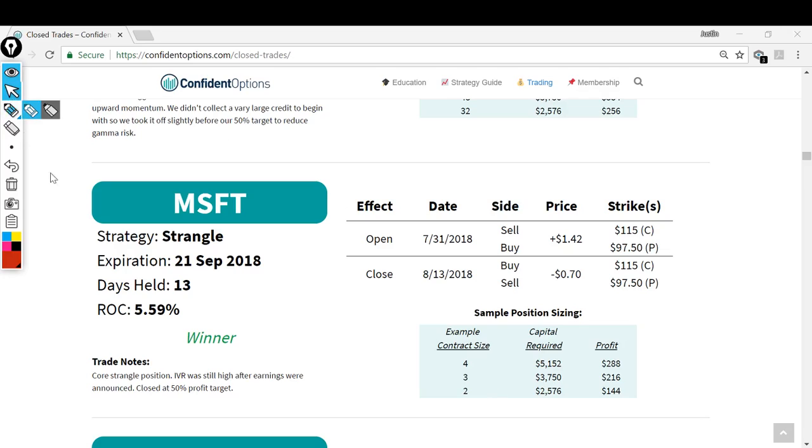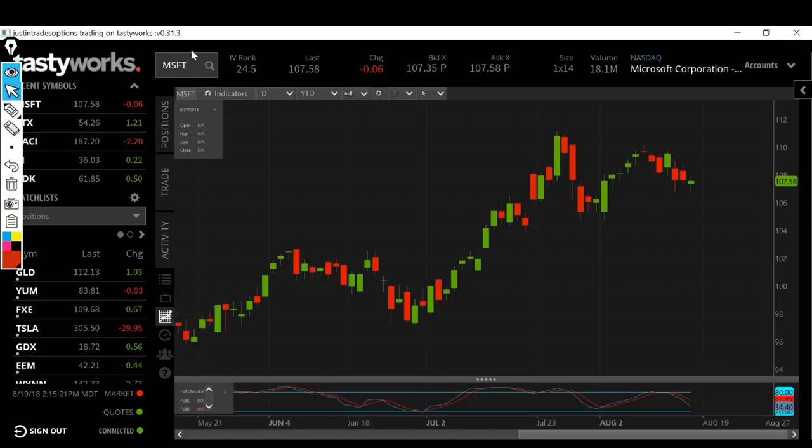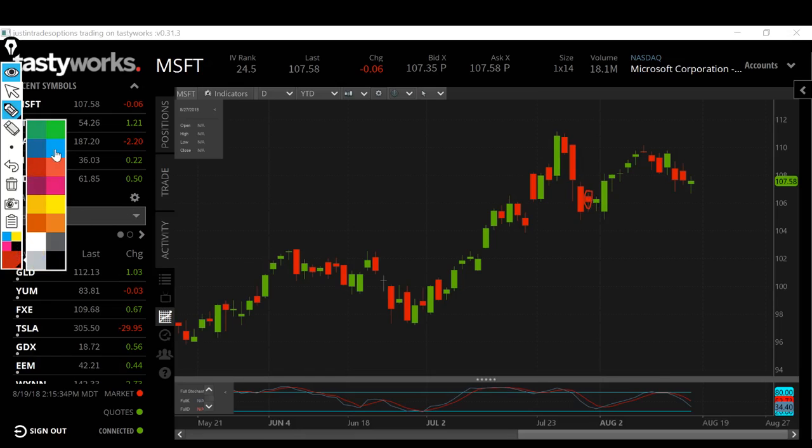So let's go over to the chart on MSFT and take a look at what we did. We entered the trade on 7/31, which was this red day here. 7/31 was this little inside candle. So let's mark that up. Here's our entry day. Red is not a great color to use on this chart. There's our entry candle. And what we did was trade the 115 call.